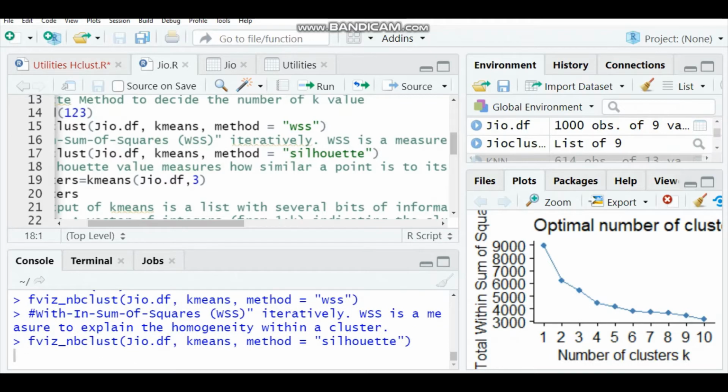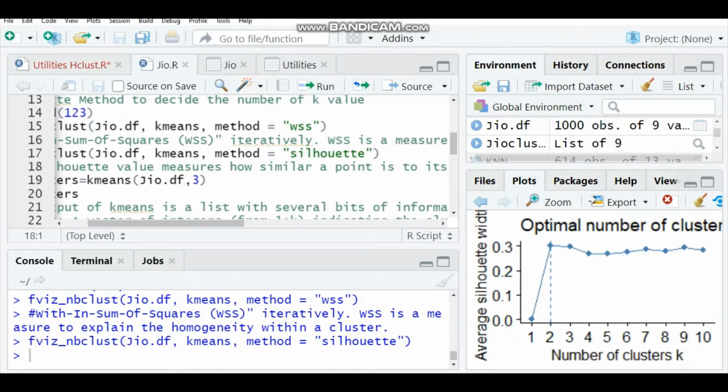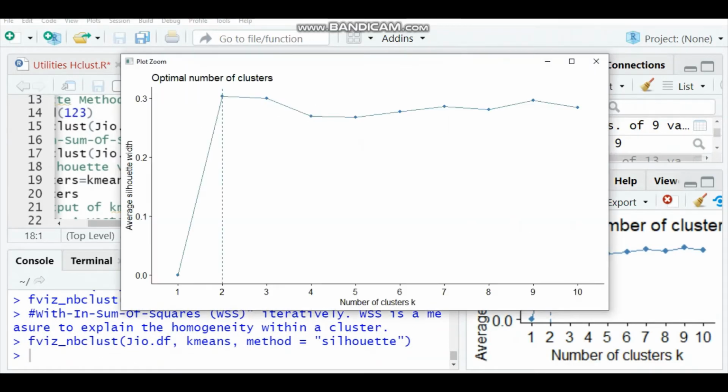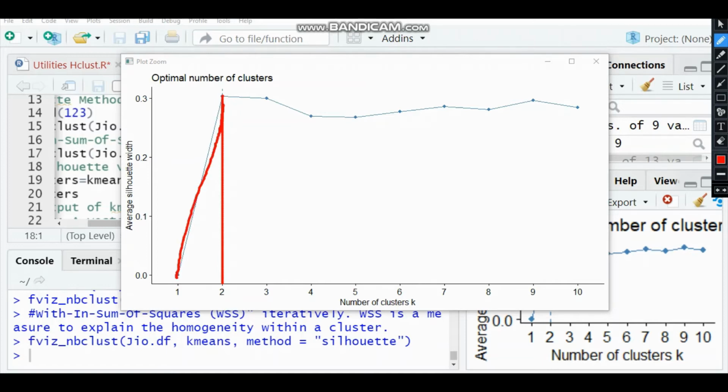Then I'm running that, and you can zoom in on the image. As per the Silhouette method, it says there should be 2 clusters. But how to actually read this Silhouette plot is, you have to consider the number of clusters where there is a peak point. This is the peak point as per the graph. After that, there is a drop in the plot.